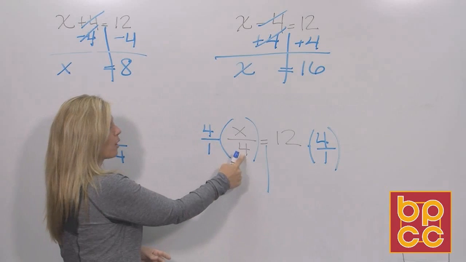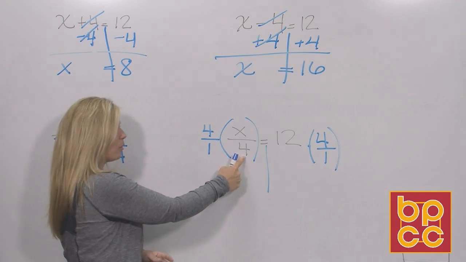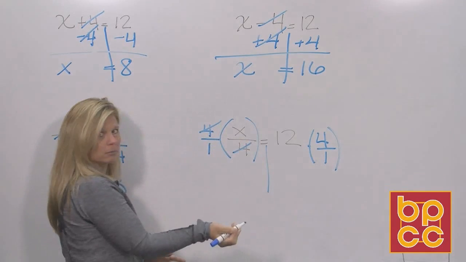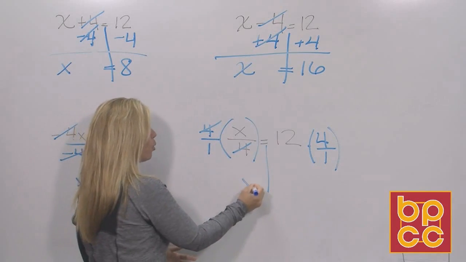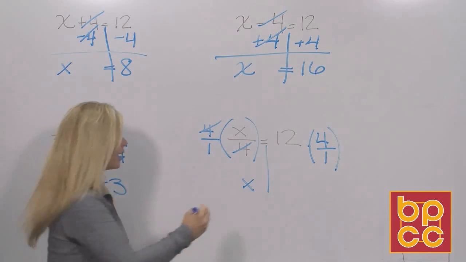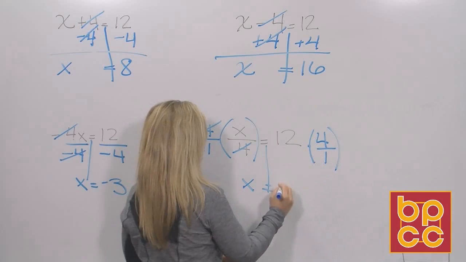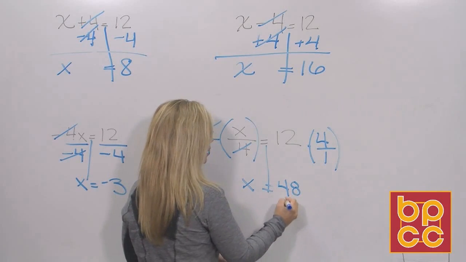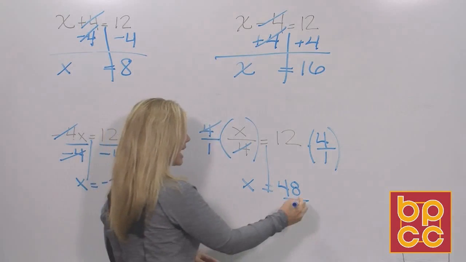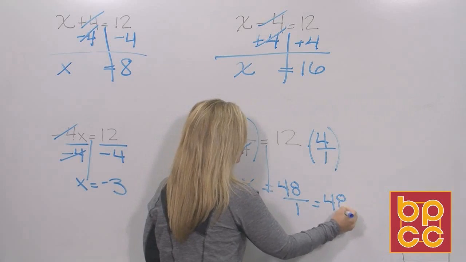Multiplying by 4 and dividing by 4 cancel out. That's really 4 over 4, which is 1. We don't have to write 1x because we understand there's a 1 in front there. This is 12 times 4, which is 48 over 1. But we wouldn't write that because 48 divided by 1 is just 48.